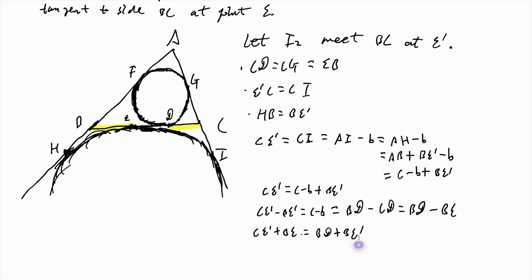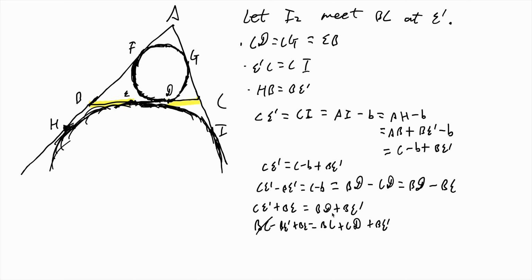How should we go? Okay, let's utilize BC first. So CE prime is equal to BC minus BE prime. Minus BE prime plus BE is equal to, what is BD? BC plus CD. Yes, nice. I think I proved it. Oh, what? Oh, yeah, it's minus. So BC minus CD.